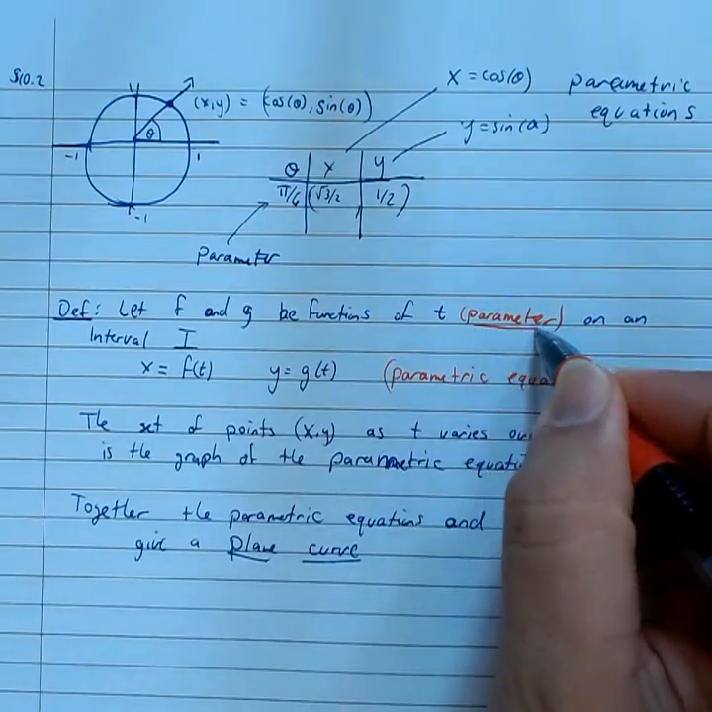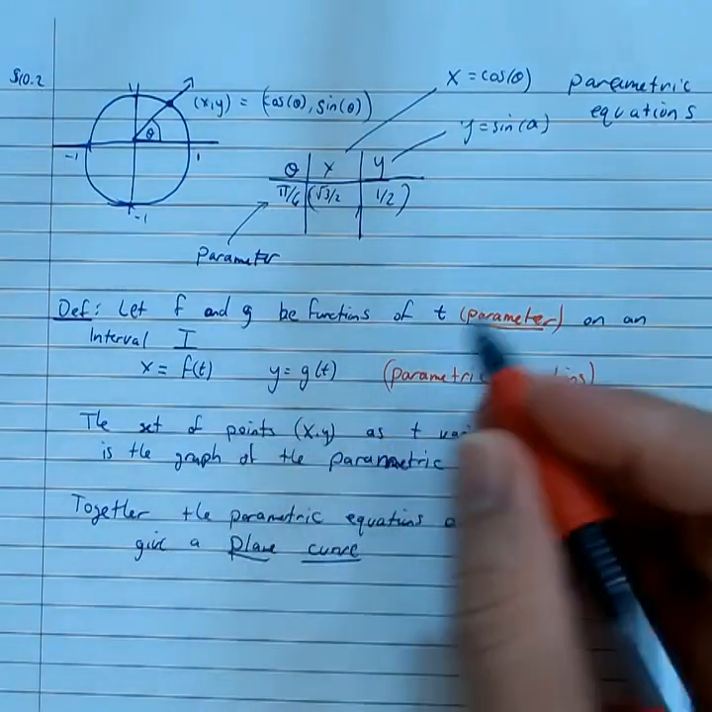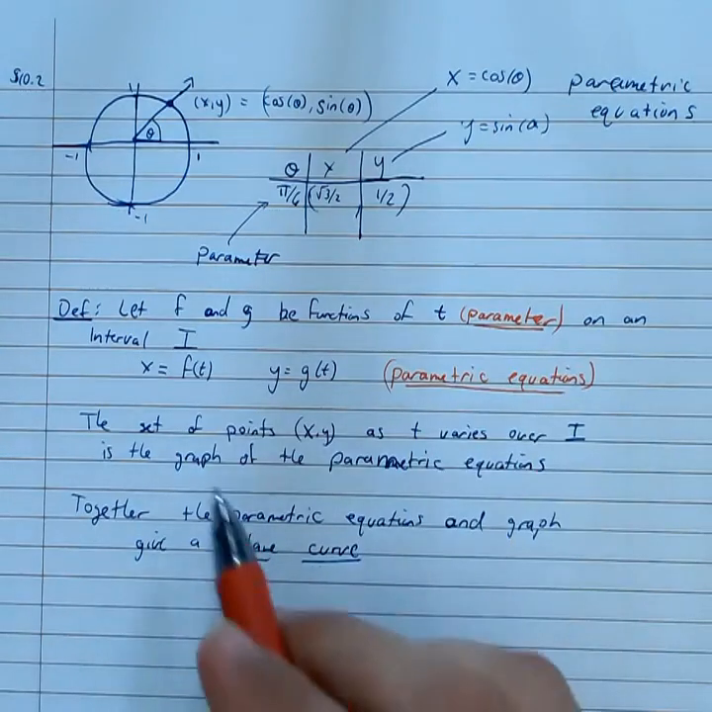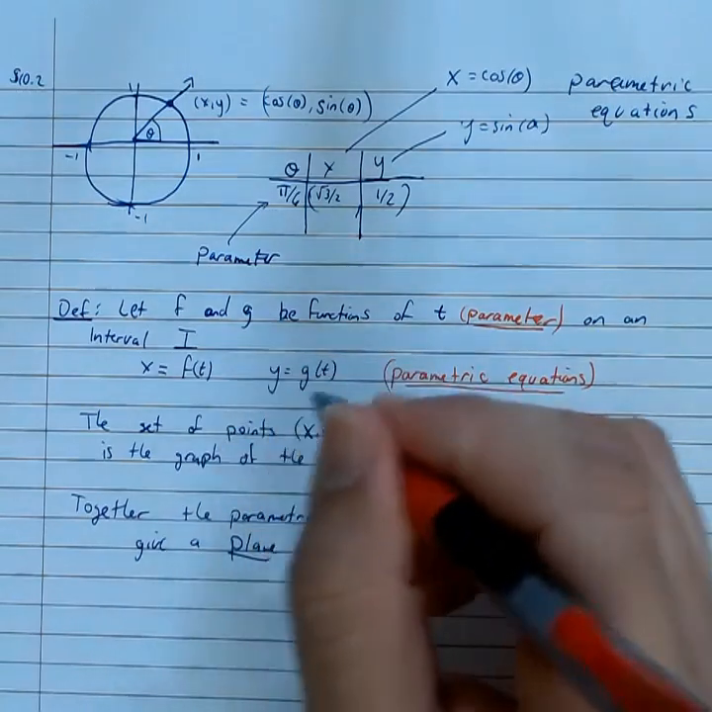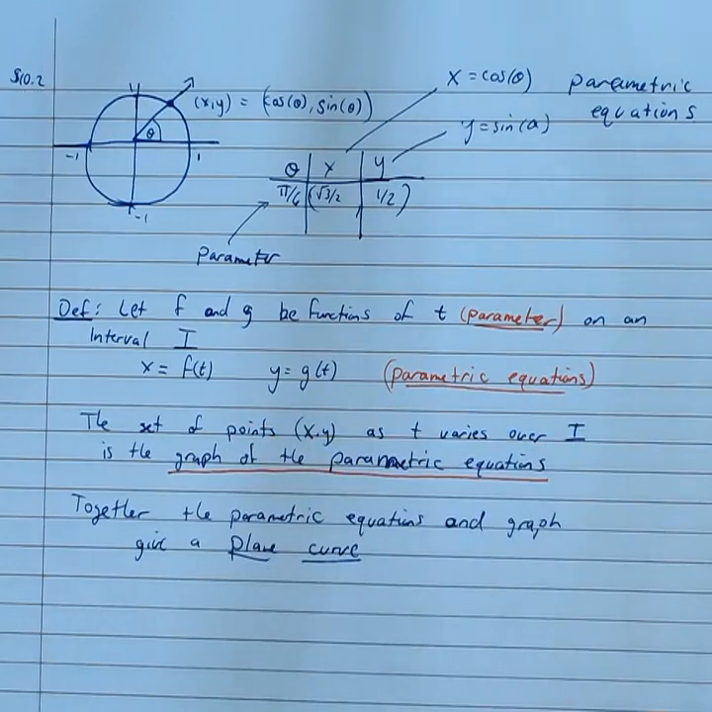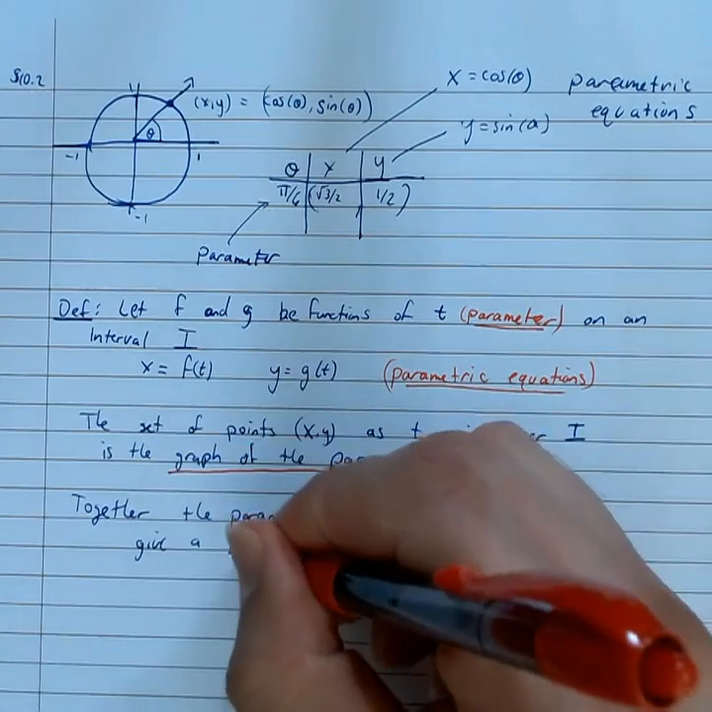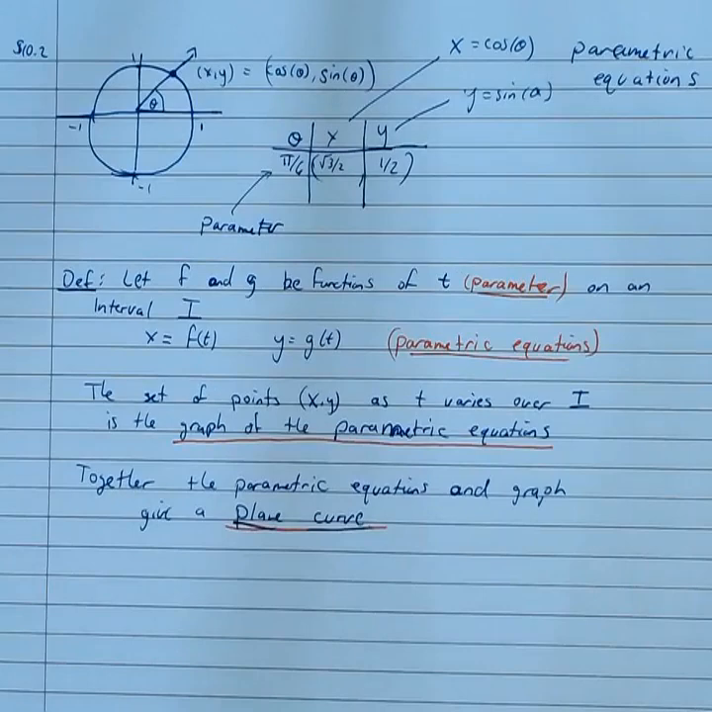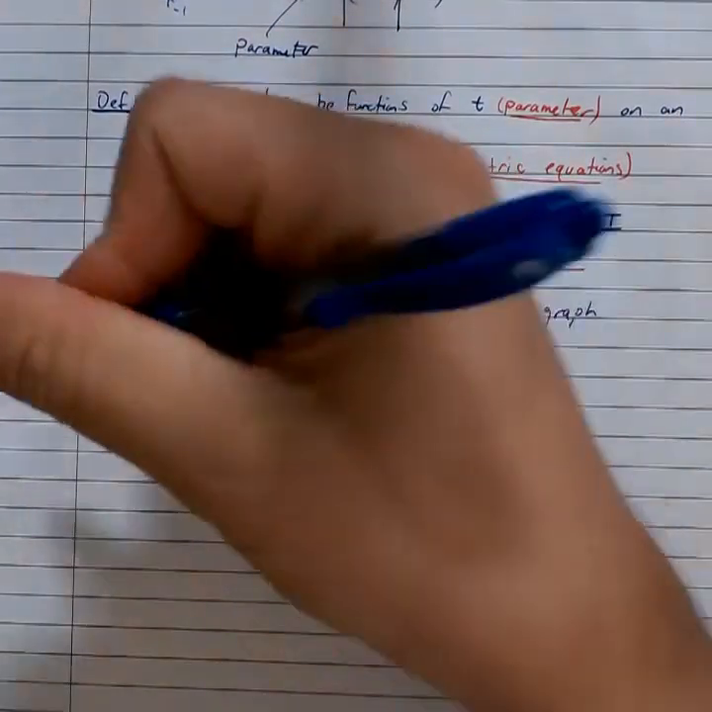So a parameter, that's just that variable t. The parametric equations are the two functions of the variable t. The set of points, x comma y, that these give you, that's the graph of the parametric equations. And if you take together these equations along with this set of points, you form what's called the plane curve. So this is sort of a loaded definition here. So let's take a look at some examples of how we can interpret some plane curves.